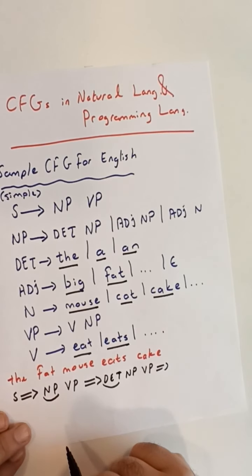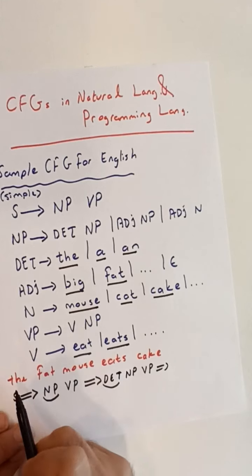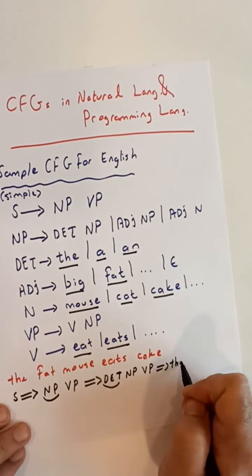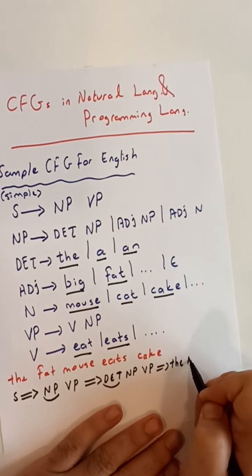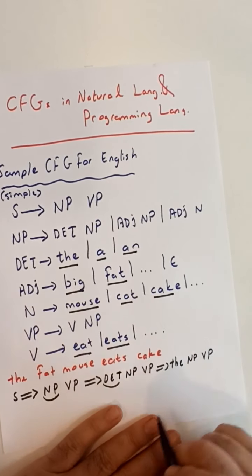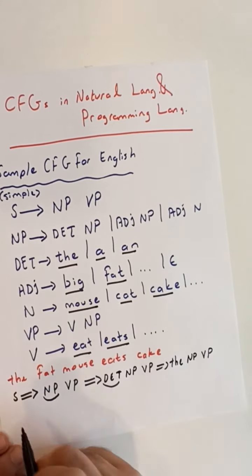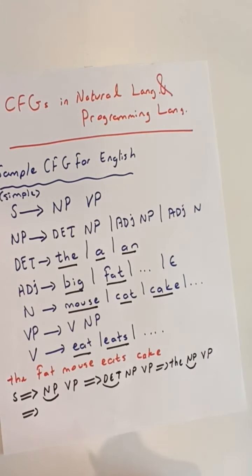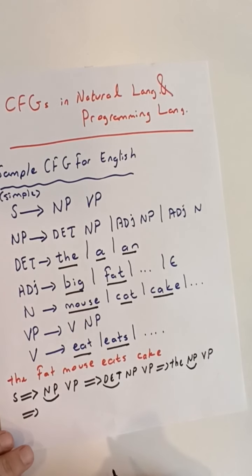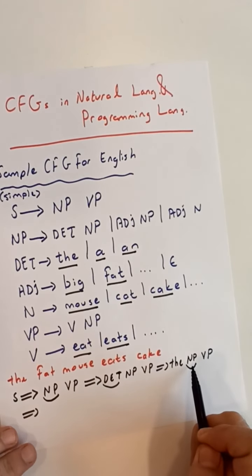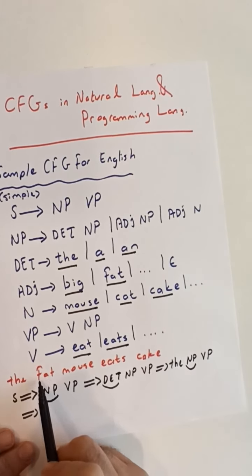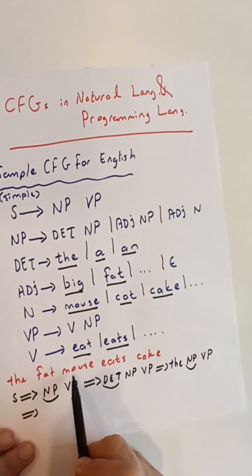Next, we should expand the leftmost variable, determiner. In this case, it corresponds to the, followed by the noun phrase and verb phrase. Next, we should expand this noun phrase variable. So what should we expand this noun phrase variable with? At the end of this noun phrase, we should arrive at fat mouse.